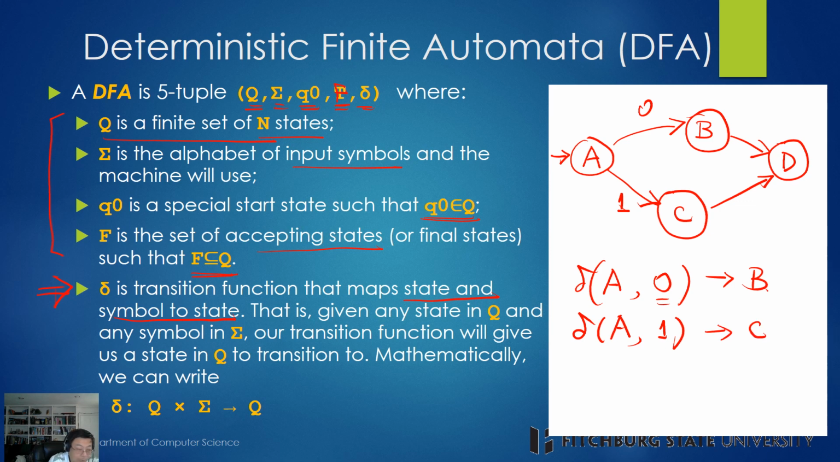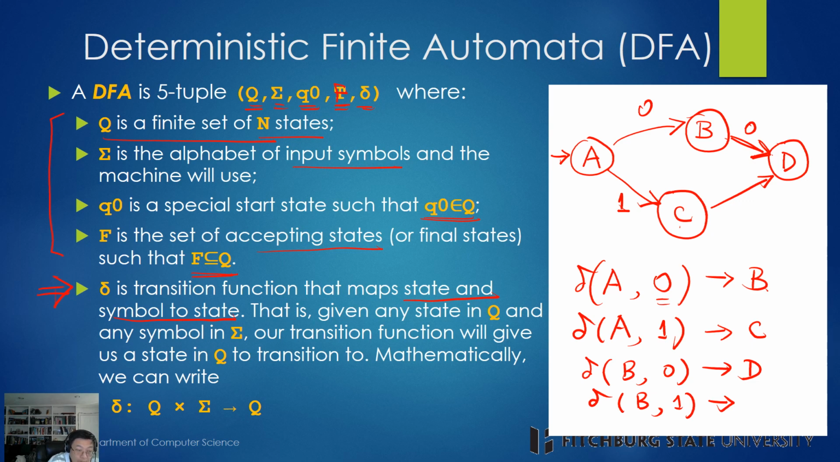And then we have to define the delta for each state, right? So for example, delta B: if the current state is B and the symbol is 0, we're going to map to D. That's basically what it says. Now, if the current state is B and the symbol is 1, we map to what? We haven't defined that yet.